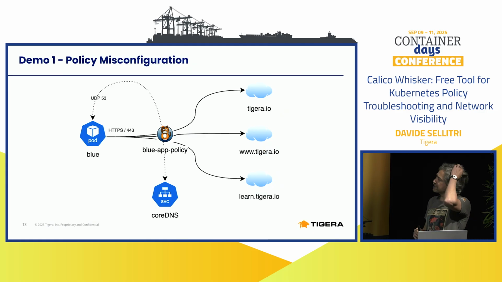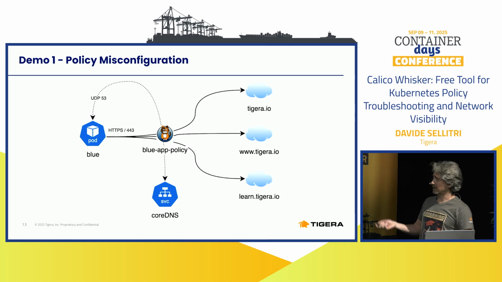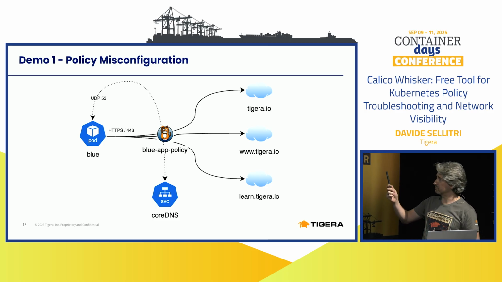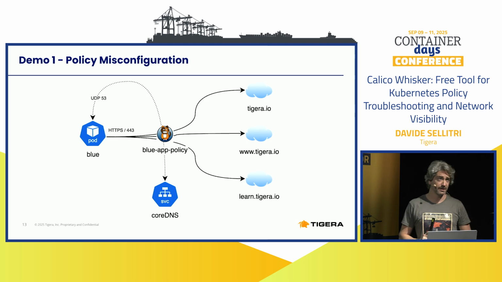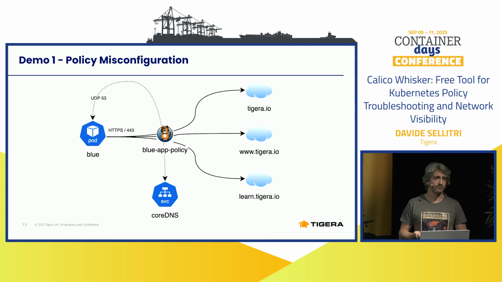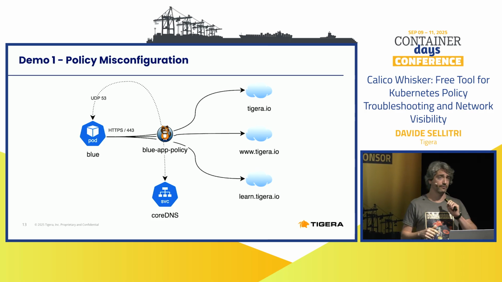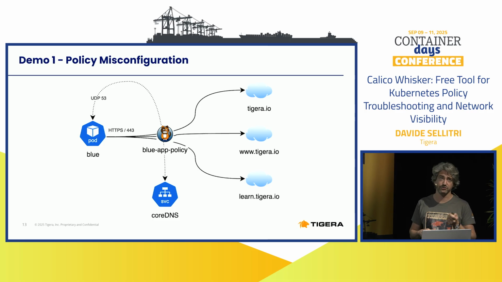In the first demo, I'll simulate a policy misconfiguration. I will have the blue pod send some traffic to some external domains. Then I've been told to allow this HTTPS traffic. I apply the policy, something breaks. I don't know what happened. I will troubleshoot it using Whisker.